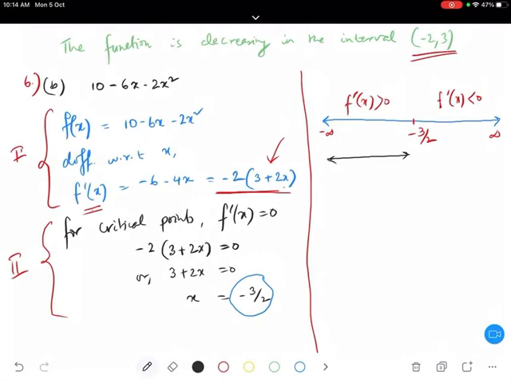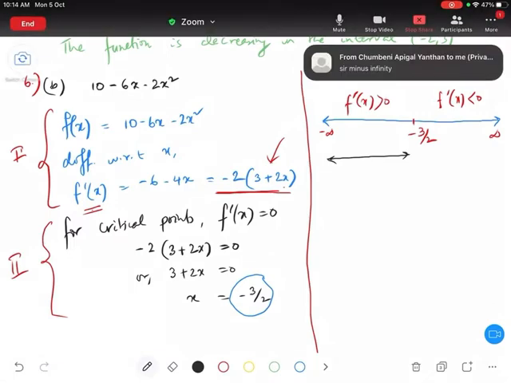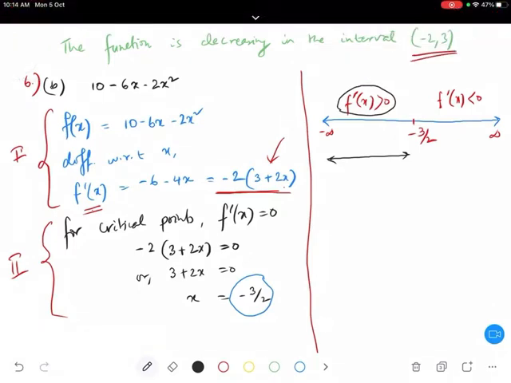A function is increasing when f dash x is greater than 0, right? So this is the region in which the function is increasing. It will be minus infinity to minus 3 by 2. This is the region in which the function is increasing, right?